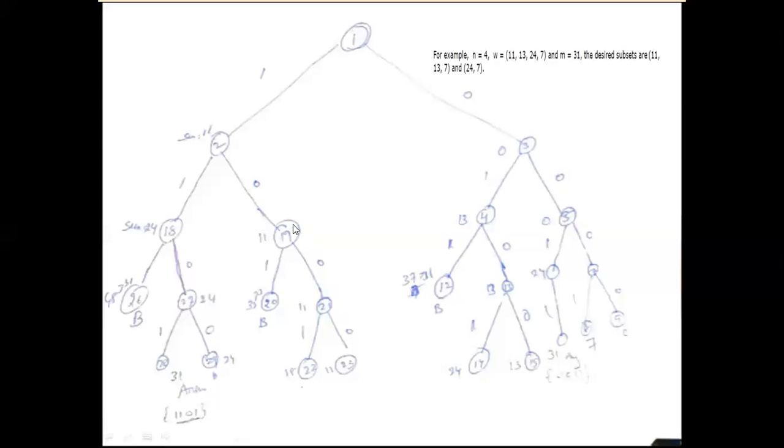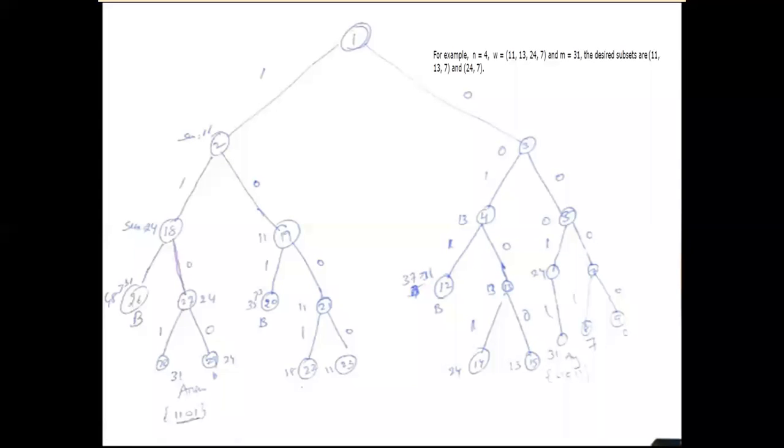Next, the 19th node generates a child, the 20th node. The 20th node represents including x3 in the sum, that is, the third element is included. So the 20th node represents the first element included, the second element not included, and the third element included. The sum of the first element and third element is 11 plus 24, which equals 35. 35 is greater than 31. So the 20th node is killed.